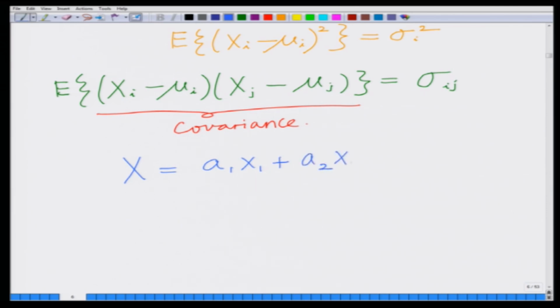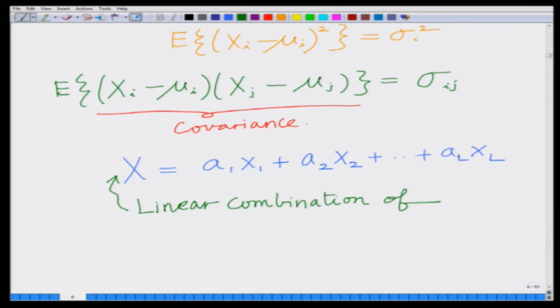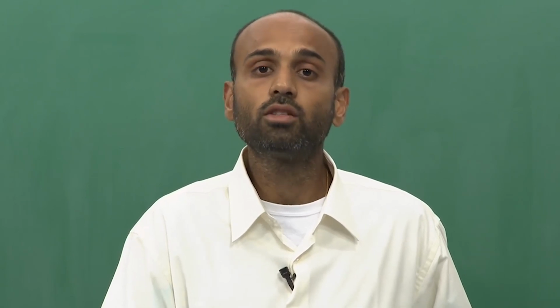Now we said if I generate a new random variable x, which is generated as a linear combination of these Gaussian random variables, a1 x1 plus a2 x2 plus so on up to aL xL, a linear combination or a linear transformation of x1, x2 up to xL, then we said this x is in turn a Gaussian random variable. Very interestingly, the Gaussian random variable generated as a linear combination of a group of Gaussian random variables is in turn a Gaussian random variable, and we also calculated the mean and variance of this new Gaussian random variable.